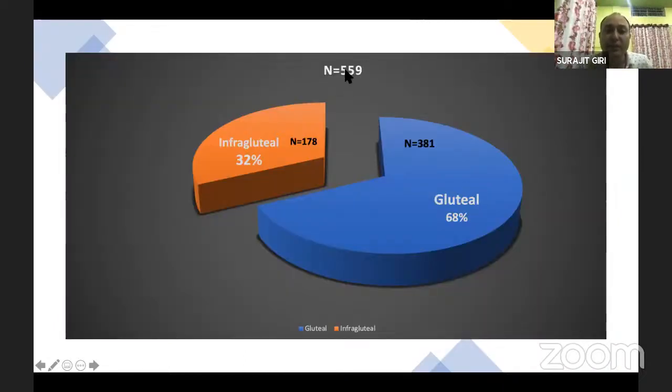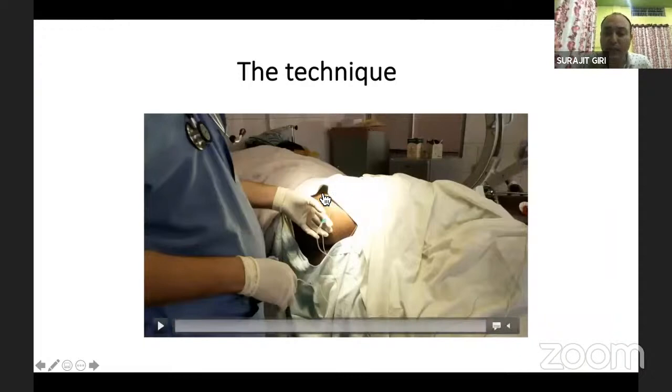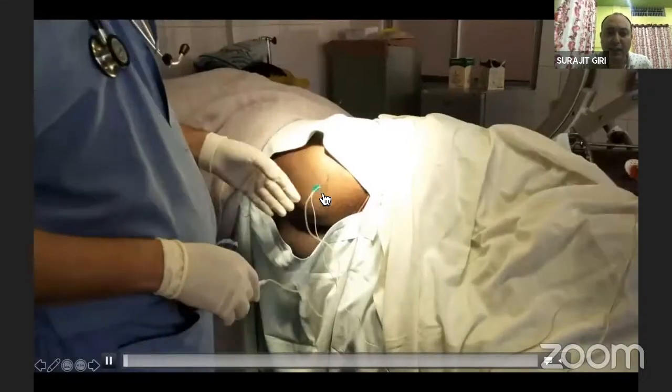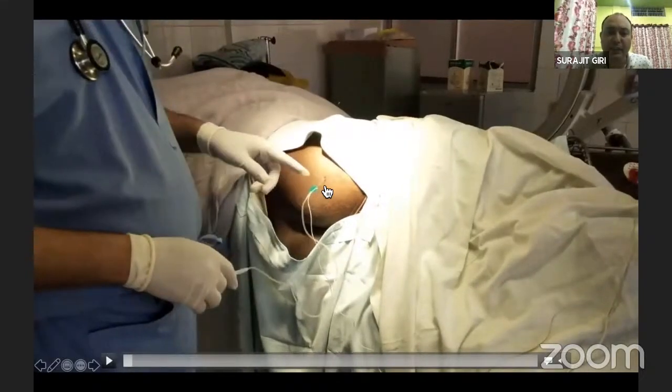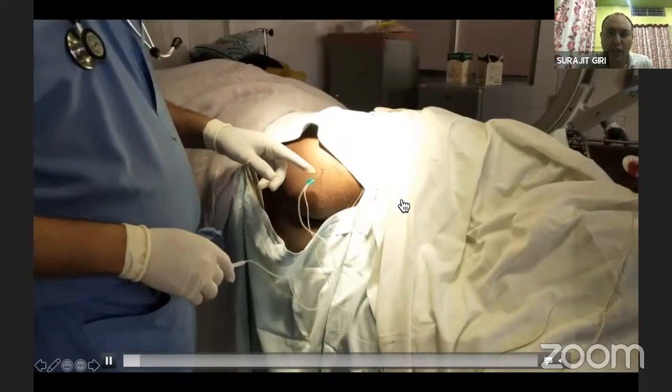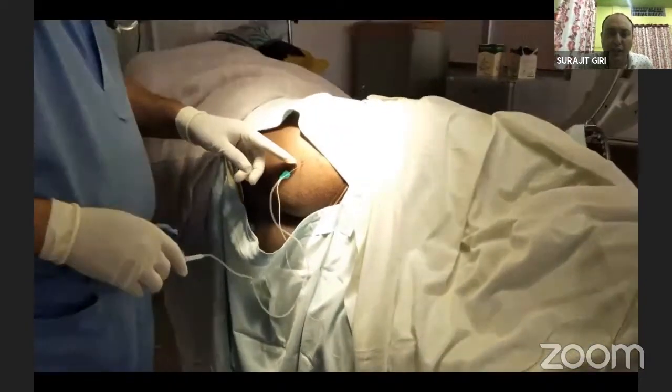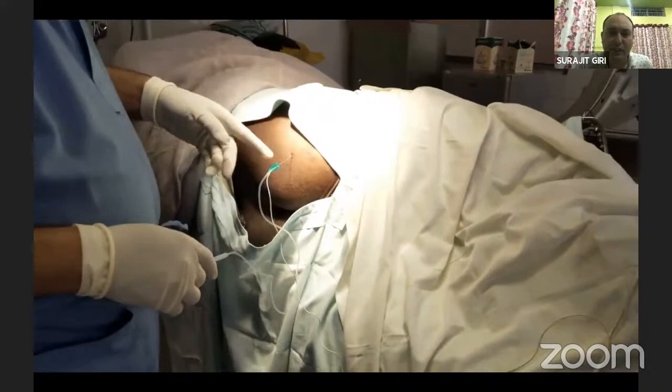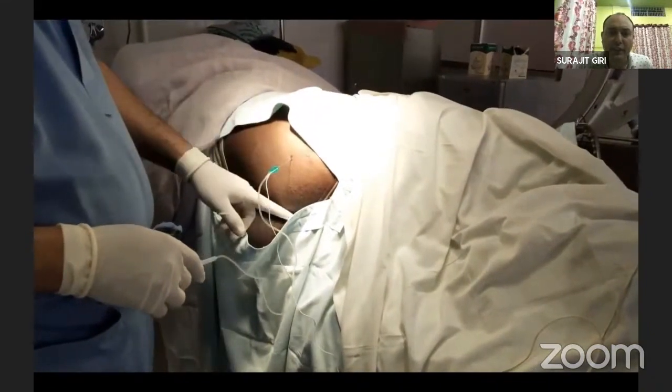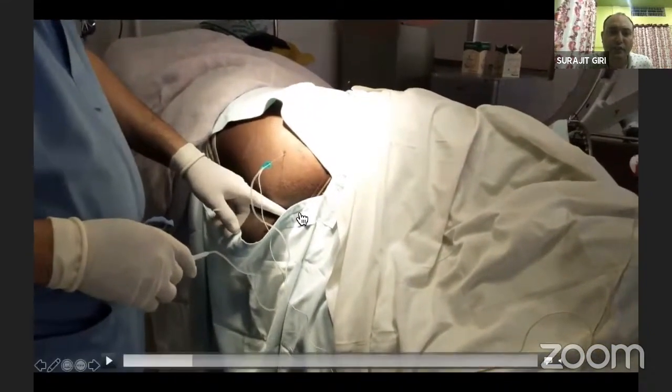So this is our patient series, 559 patients, gluteal approach around 68% and infragluteal approach around 32%. And this is our technique. You see, with this needle, at around 7 centimeters, I am getting the sciatic nerve. And the landmark is only the intergluteal sulcus. This is the intergluteal sulcus.